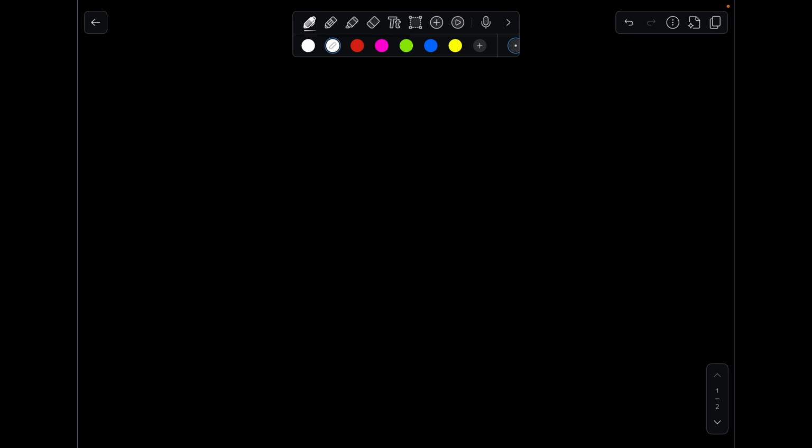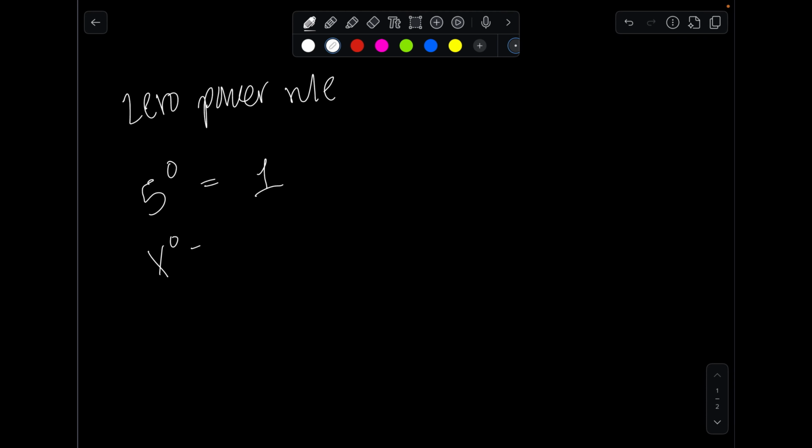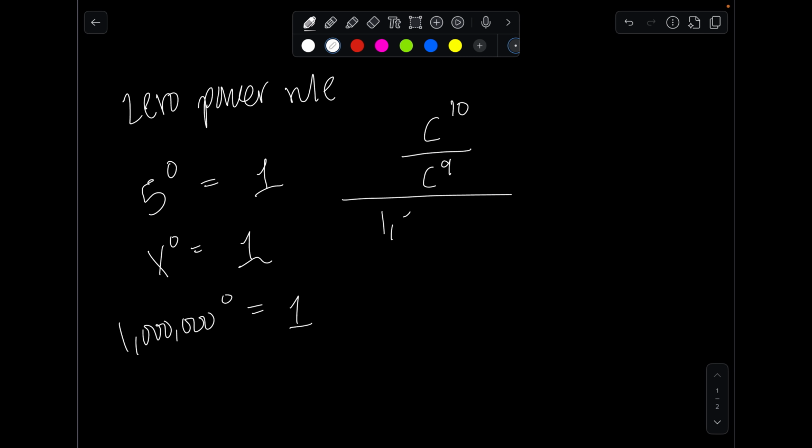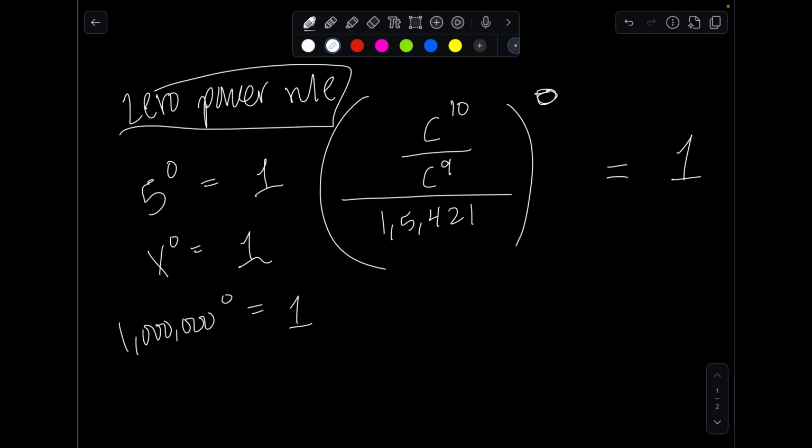This one's called the 0 power rule. So any number to the 0 power is 1. X to the 0 power is 1. 1,000,000 to the 0 power is what? You got it. 1. C to the 10th power divided by C to the 9th power, all over 1,000,005,4,3,2,1, whatever, all to the 0 power is what? 1. Okay? You need to know that. So write that down. Pause your video.